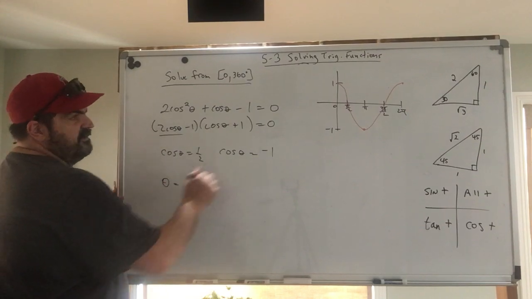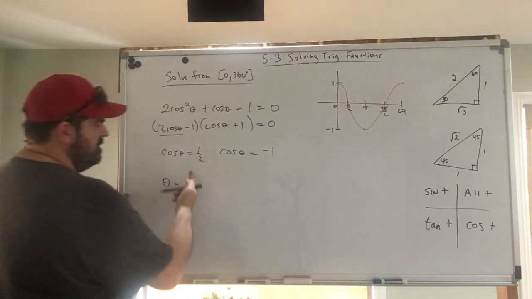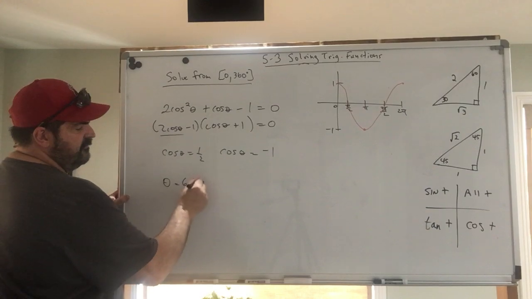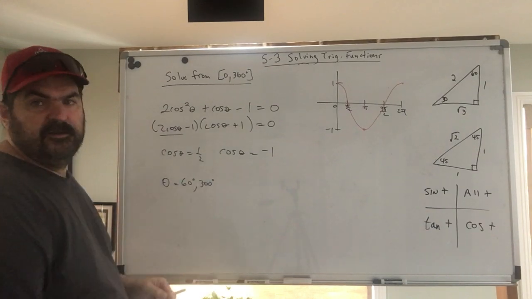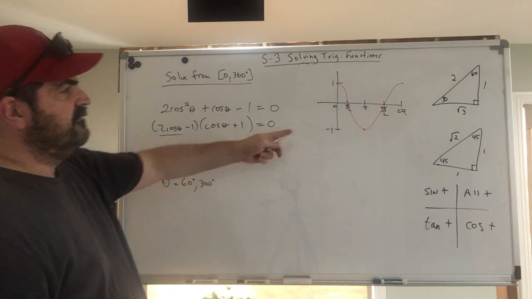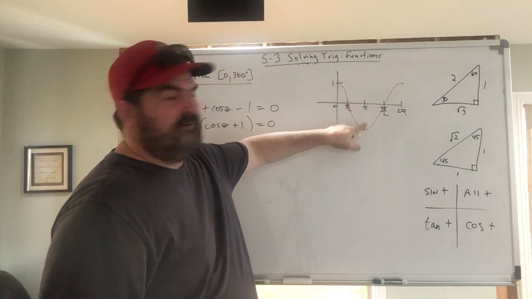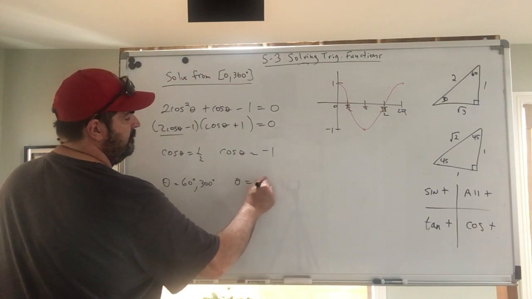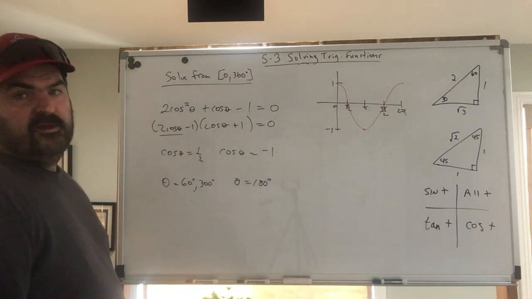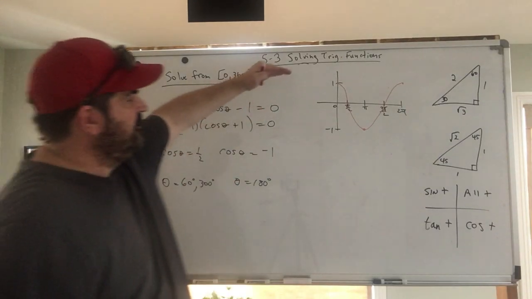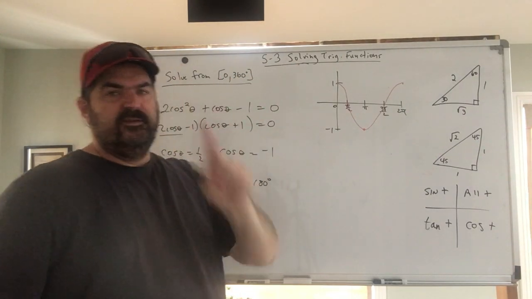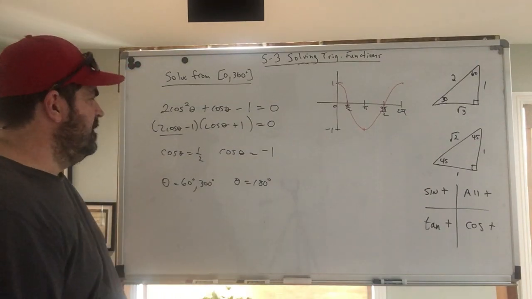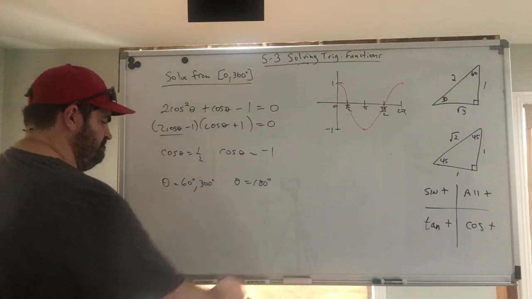So remember, cosine was a half at the 60-degree angle. Cosine's positive in the first and fourth quadrant. Okay. When's cosine hit negative 1? Well, negative 1 is the bottom of the graph. It only happens at pi or 180 degrees. So that one only had one solution because you can see the cosine graph only hits negative 1 one time in its period. Okay. All right, let me show you one more.